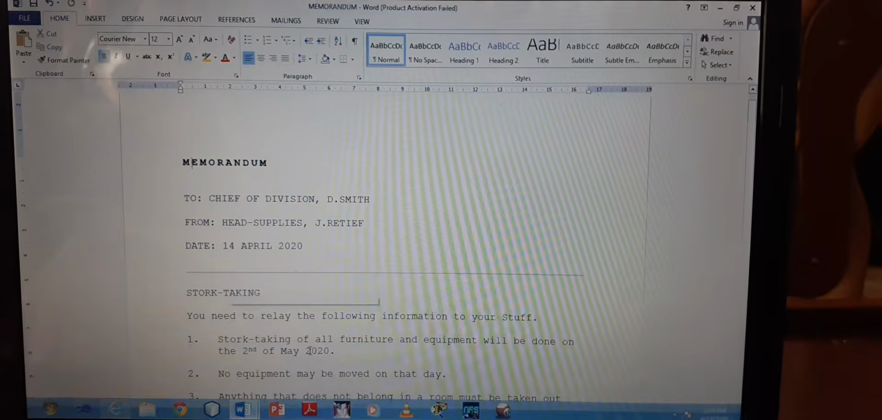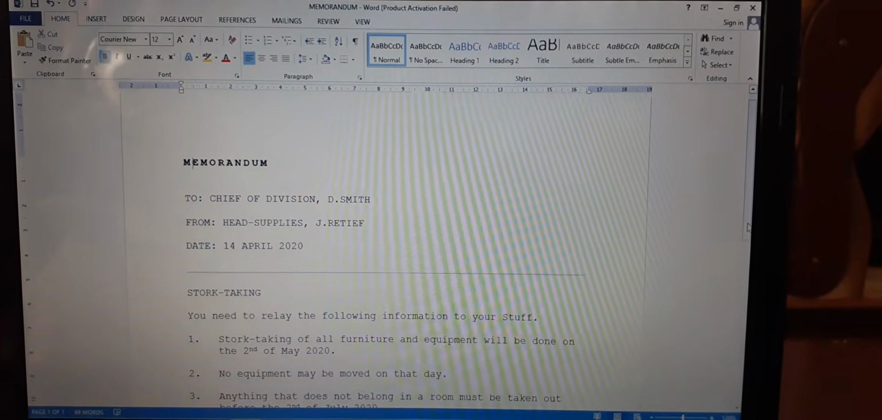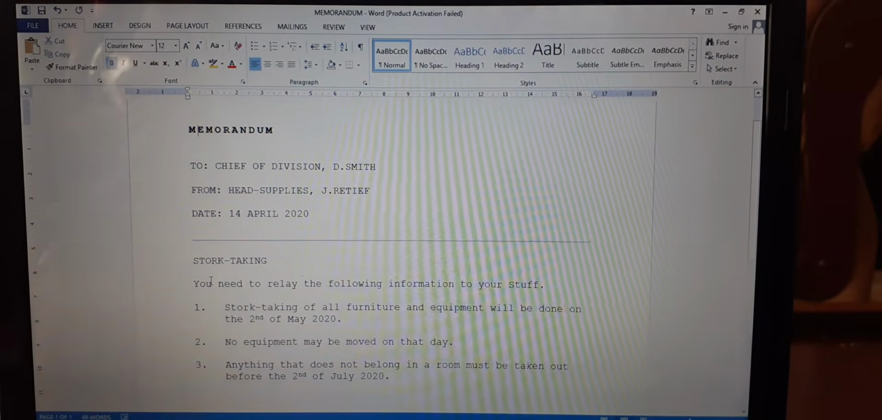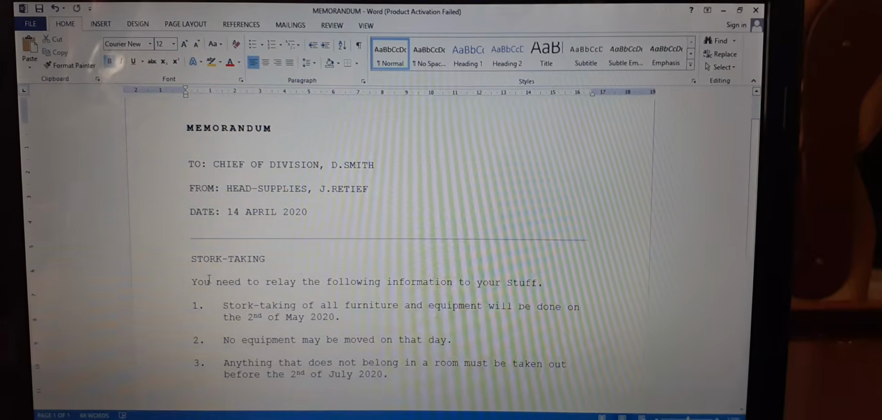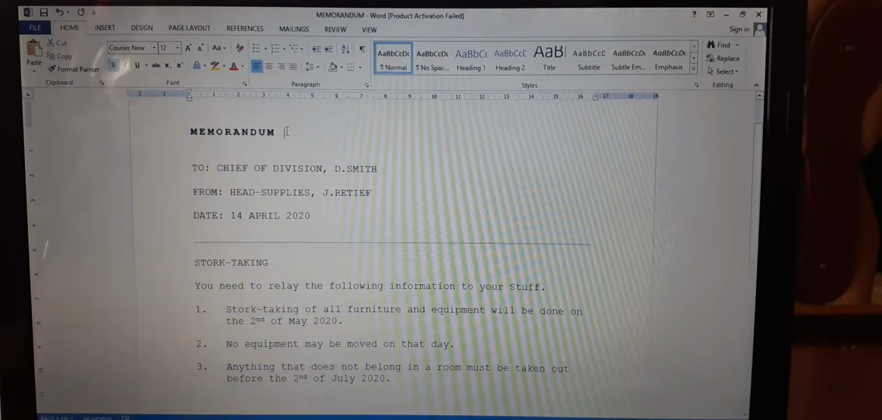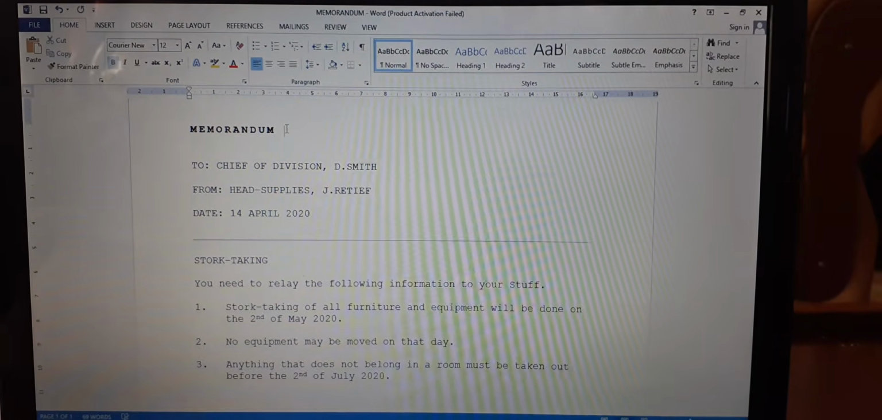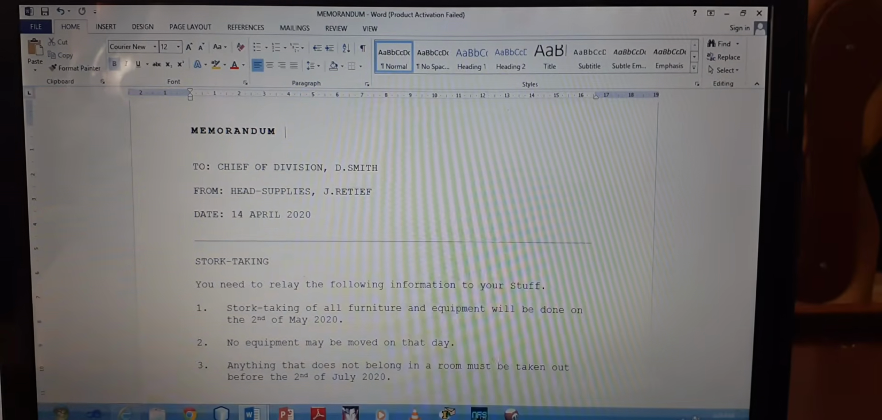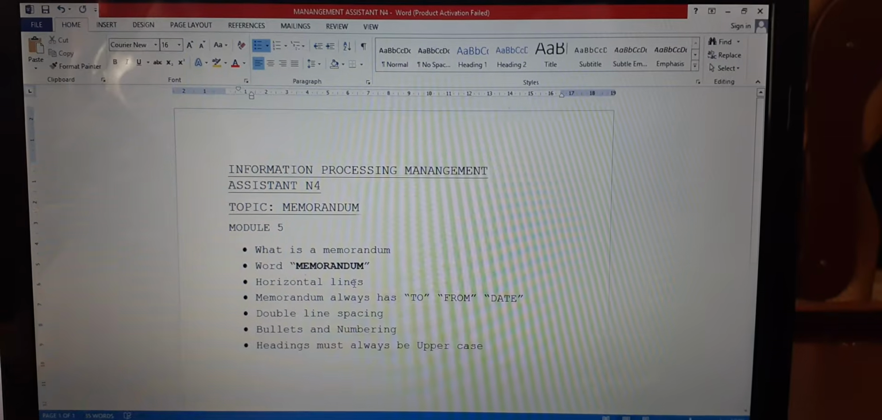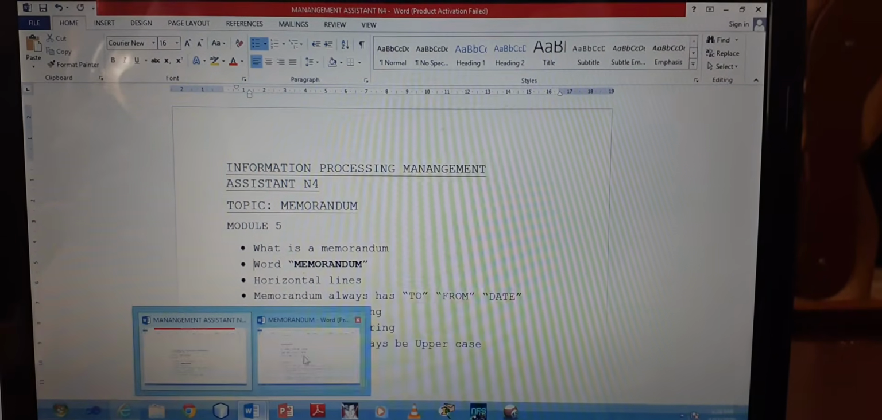For an example, here is an example of a memorandum that is being drafted. So now I am saying to you, whenever you see a question in your exam or class test, the word memorandum will always come on top, indicating that you are drafting a memorandum. Now, as I have said, the memorandum will also include the horizontal lines. Now let's see the horizontal lines.